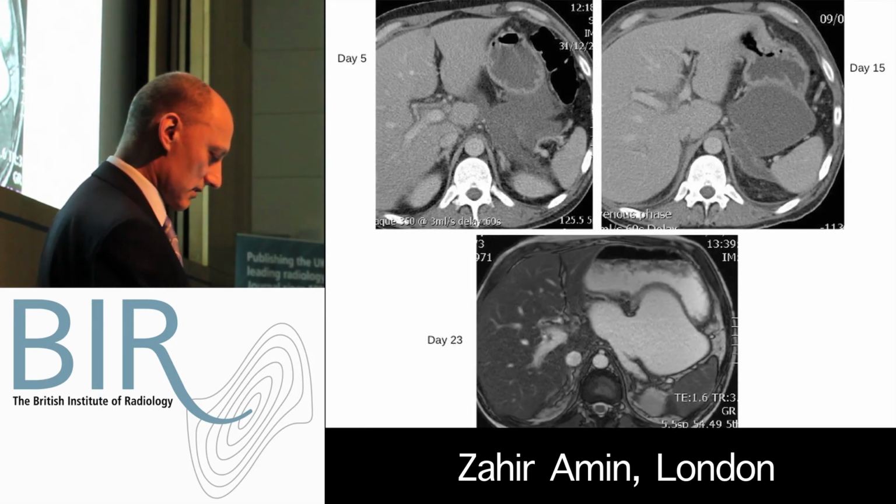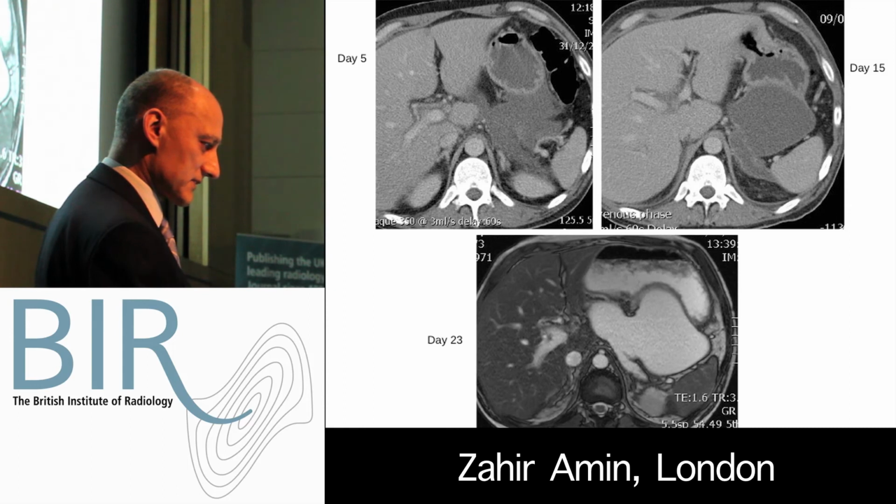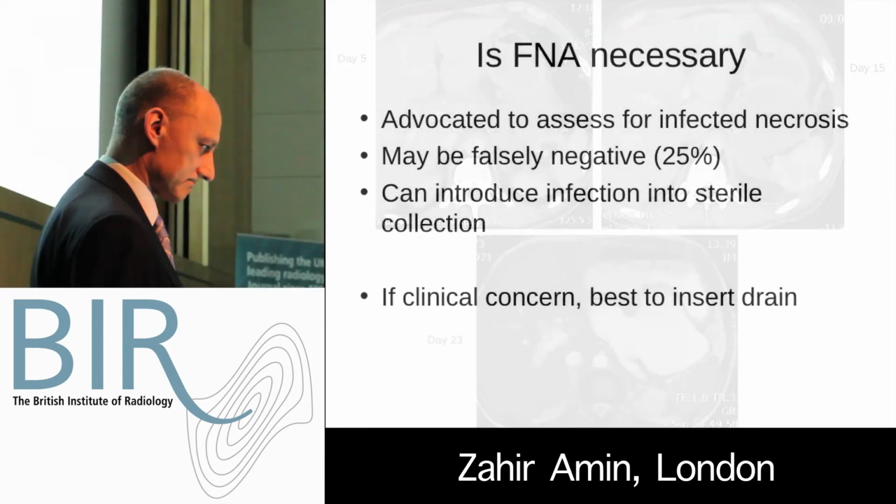This is a patient following acute pancreatitis on day 5. There was a slightly ill-defined but not properly walled-off fluid collection superiorly, and by day 15 it is becoming more walled off, and on day 23 it's expanding. The patient had a lot of nausea, and then this collection was drained.